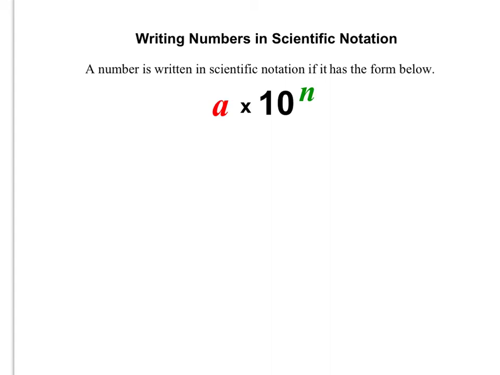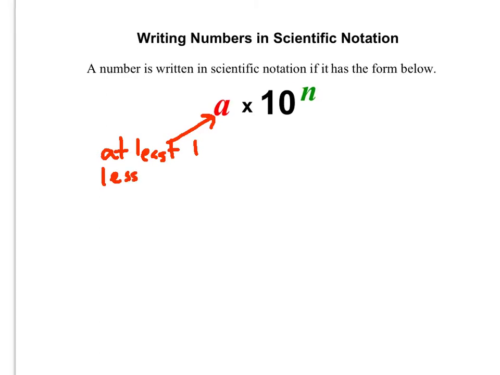A number is written in scientific notation if it has this form right here. Now the important thing to know about this first number is that it is at least 1, but less than 10. So it could be 1, it could be 1.7, it could be 5, 5.9, it could be 9.9, but it cannot be 10 or higher. And it cannot be less than 1, so like 0.2.